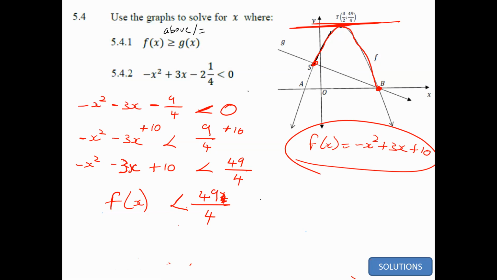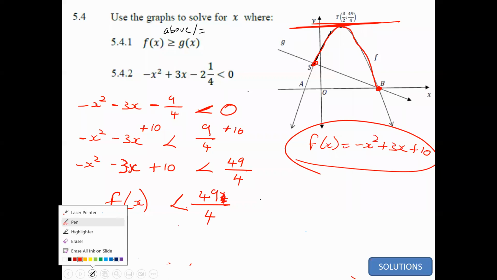That's a good question. So x is smaller than 3 over 2, or x is an element of the real numbers except for 3 over 2. Yeah, if you look at the graph, it's always below 49 over 4.